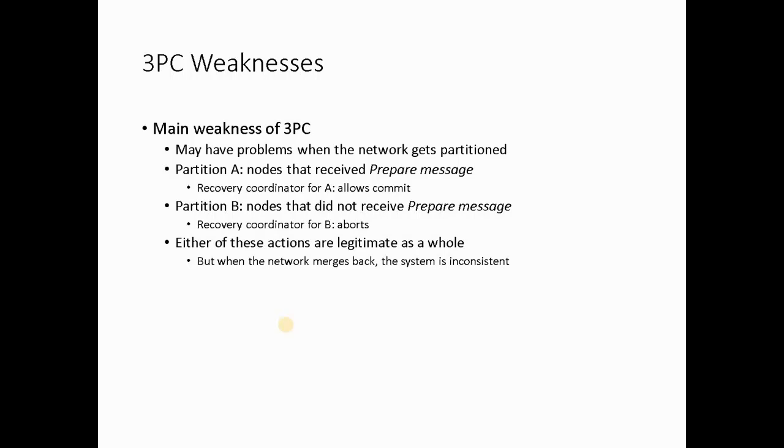Let's look at an example where, let's say, one partition's nodes receive a prepare message. So the recovery coordinator for partition A allows commit. And let's say partition B's nodes did not receive the prepare message. So the recovery coordinator for B aborts, because it depends on this. Now you have two recovery coordinators, one for partition A and one for partition B.